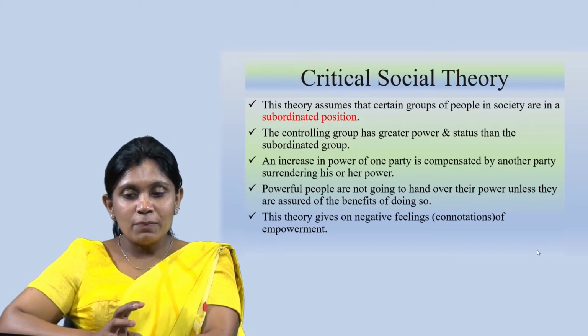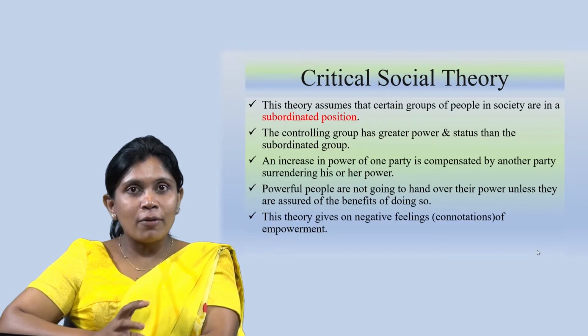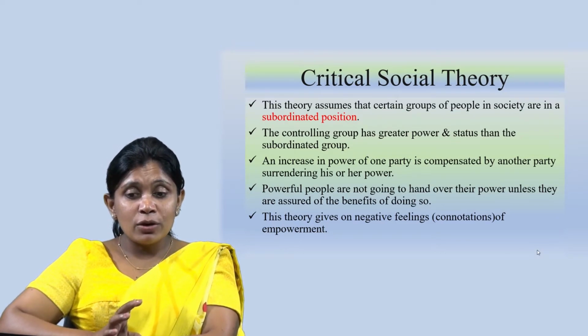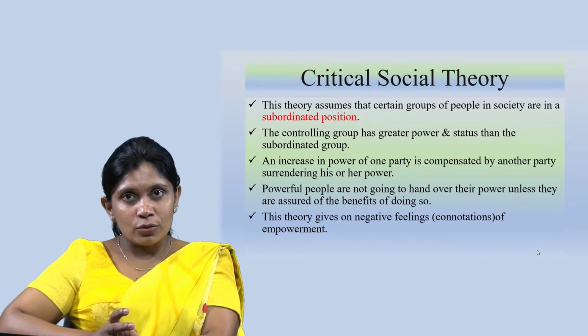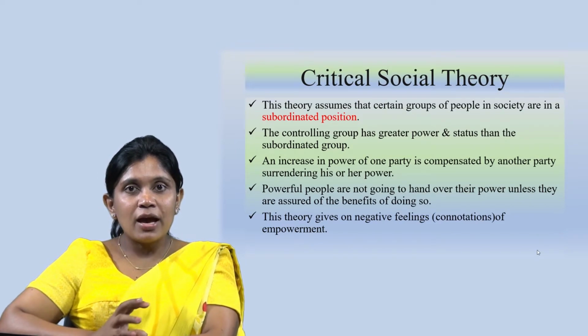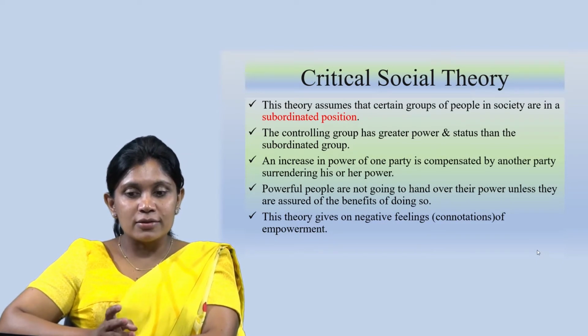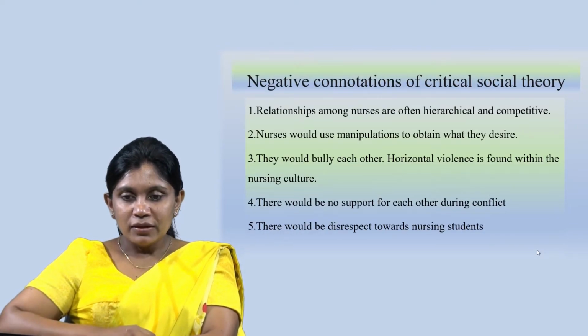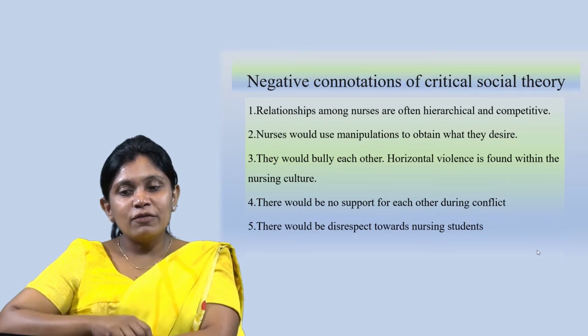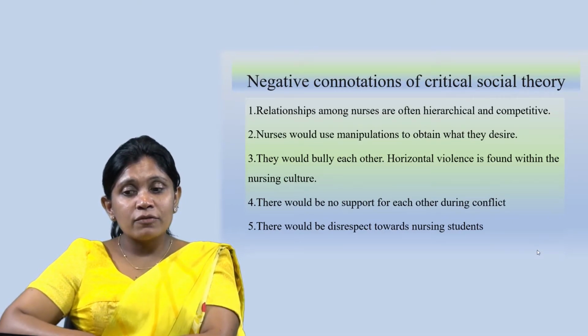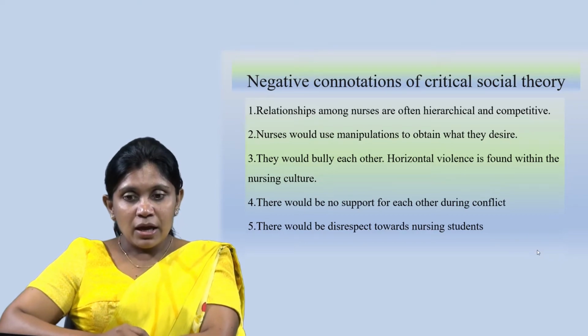Powerful people are not going to hand over their power unless they are assured of the benefits of doing so. Sometimes they will think that they are going to put their activities or their performance in danger by giving the activities to others. And this theory gives a negative feeling of empowerment. So we'll see the negative connotations of critical social theory.